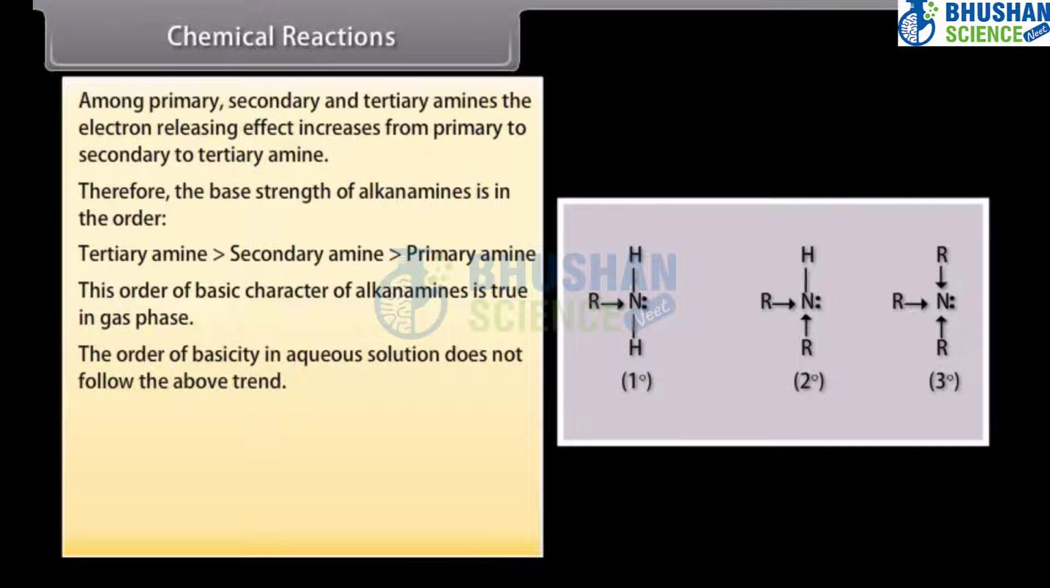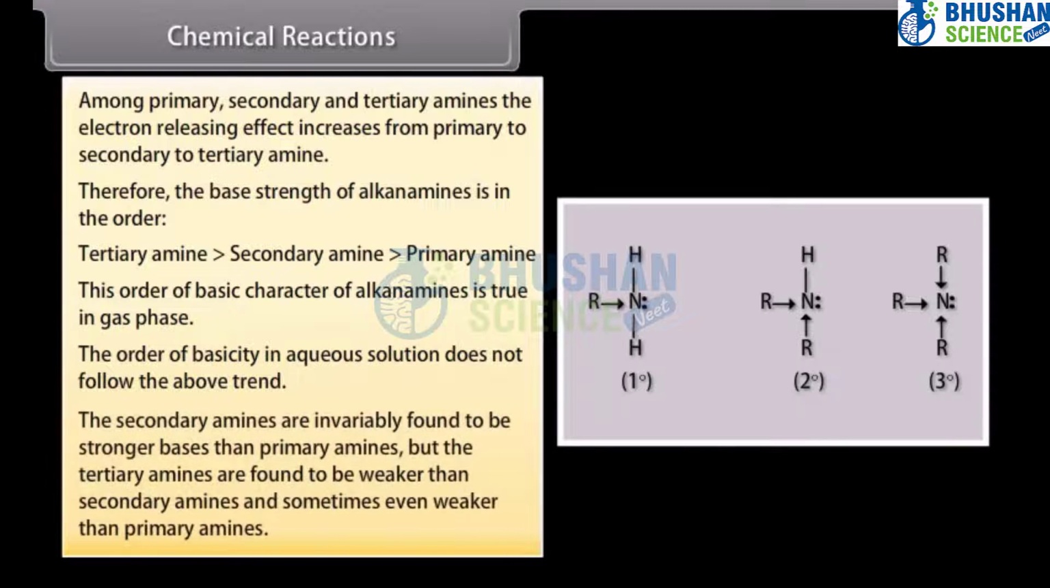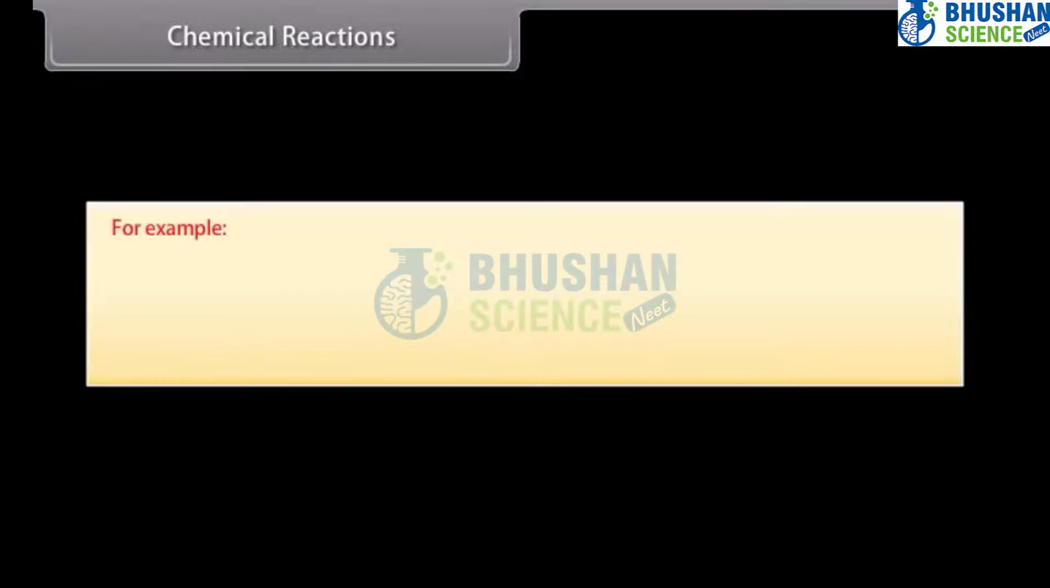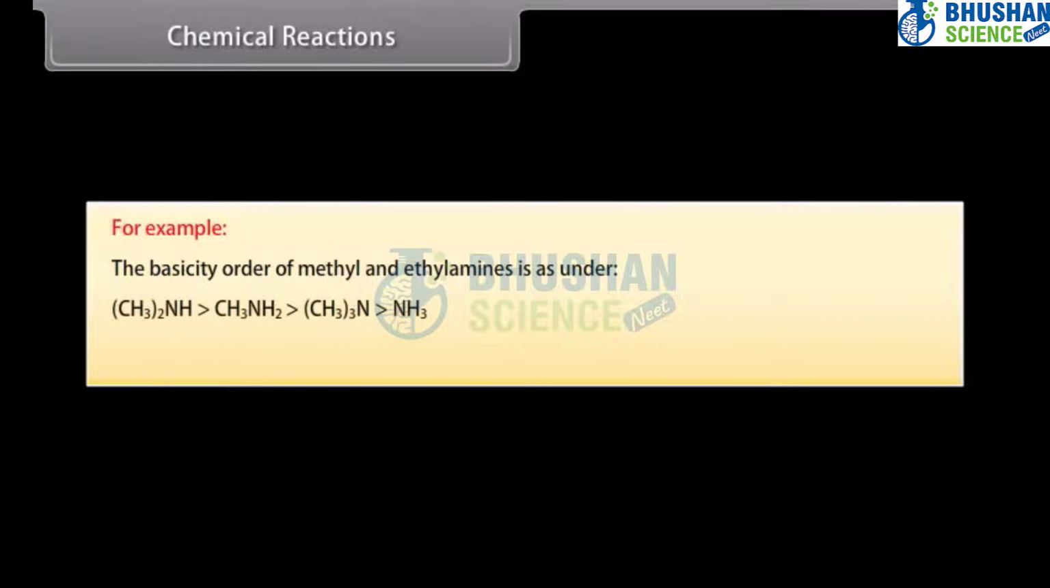The order of basicity in aqueous solution does not follow the above trend. Secondary amines are invariably found to be stronger bases than primary amines, but tertiary amines are found to be weaker than secondary amines and sometimes even weaker than primary amines. For example, the basicity order of methyl and ethylamines is as under.